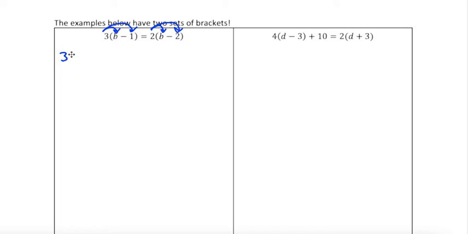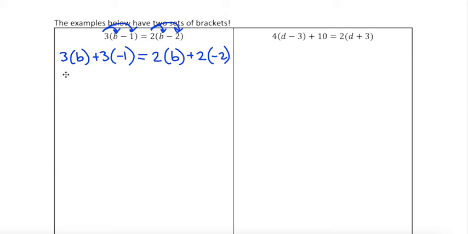So I have 3 times b plus 3 times negative 1. Remember, it's a positive here because my 3 is positive, and I'm keeping my negative 1 in that bracket there. And that's equal to 2 times b plus 2 times negative 2. So again, I'm just showing you all of those steps. If you don't need to show this intermediate step, that's perfectly fine.